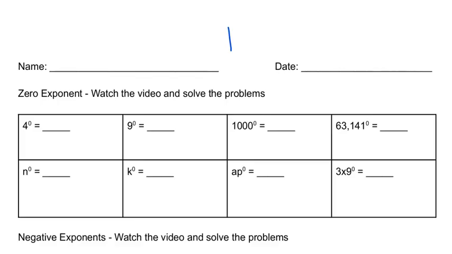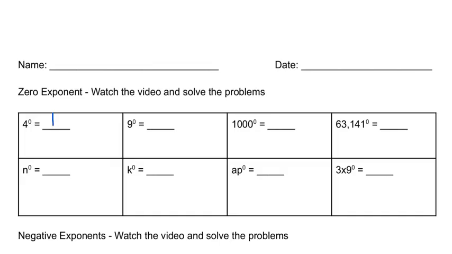All right, let me erase that one. Now, when you see that, the answer is always going to be 1. So for this one, 4 to the 0 power is 1. And that's when the base is a number and the exponent is 0. So if you look at these, these are all 1s. And what you got to look at here is this little 0. So these are all 1s.